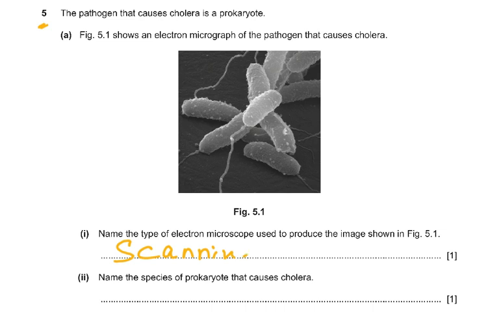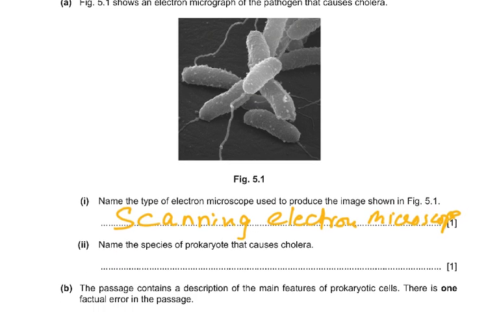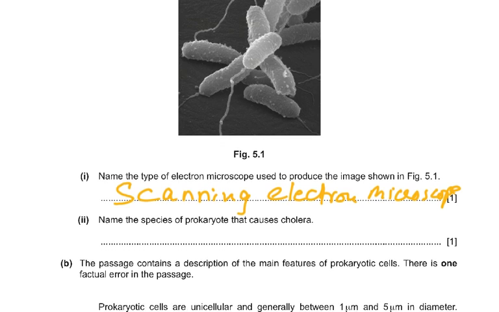Scanning because it's just showing the surface things. It's not showing the details of the inside, which is a transmission electron microscope. So scanning is just going to scan the top of it. So scanning electron microscope, and please do not write the light microscope, because we do not have these things in the light microscope. Then name the species of prokaryote that causes cholera. You have to know it is Vibrio cholerae. Cholerae has an E at the end.